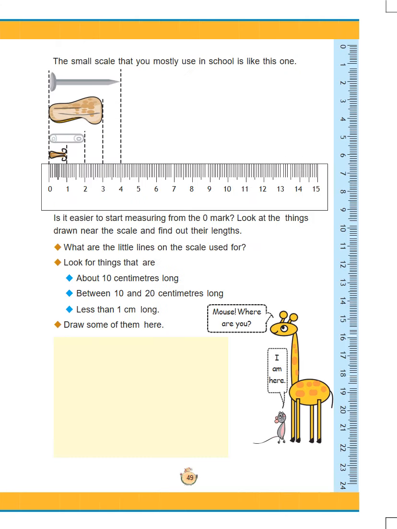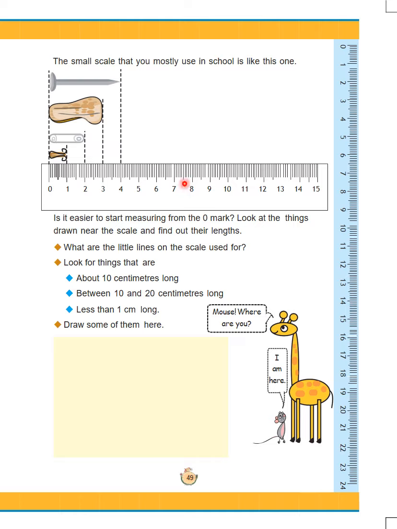Open page number 49. The small scale that you mostly use in school is like this one. Look at the things drawn near the scale and find out their lengths. The nail is of length 4 centimeter. The wooden piece is 3 centimeter long and the pins below are of length 2 centimeter and 1 centimeter respectively. What are the little lines on the scale used for?